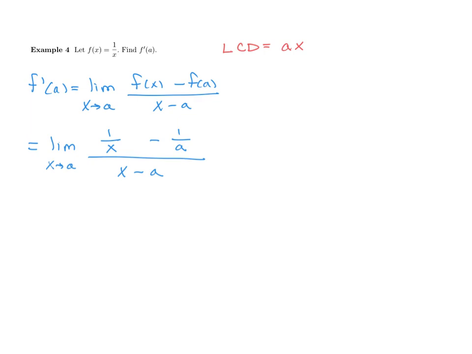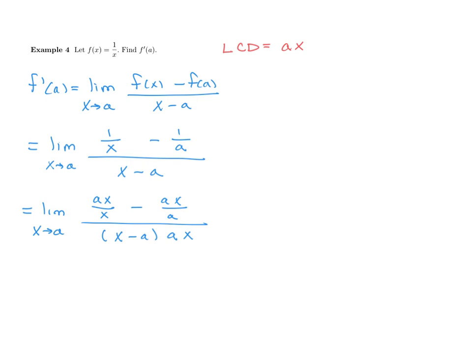Here's what we get. This is the limit as x approaches a of, okay, so it's going to be ax over x minus ax over a. And in the denominator, I'll just put x minus a times ax. So I multiplied the top by ax, so it went to this term and this term. And then I multiplied it to the denominator too. I chose not to distribute it in.